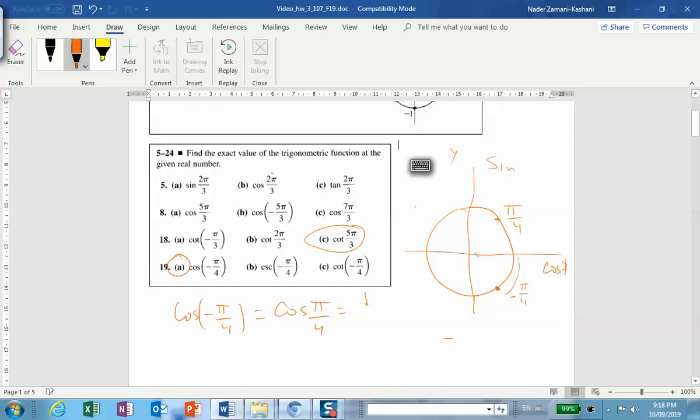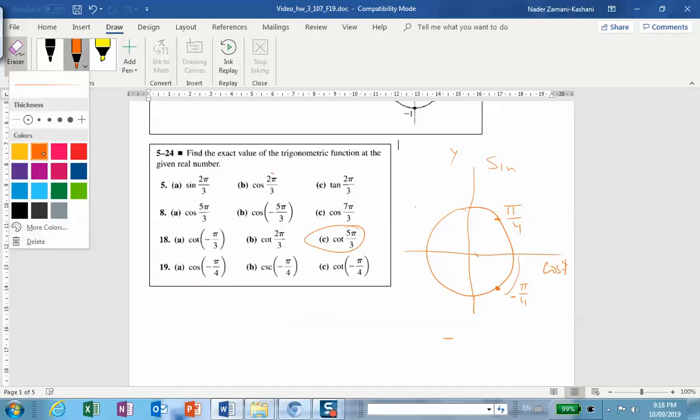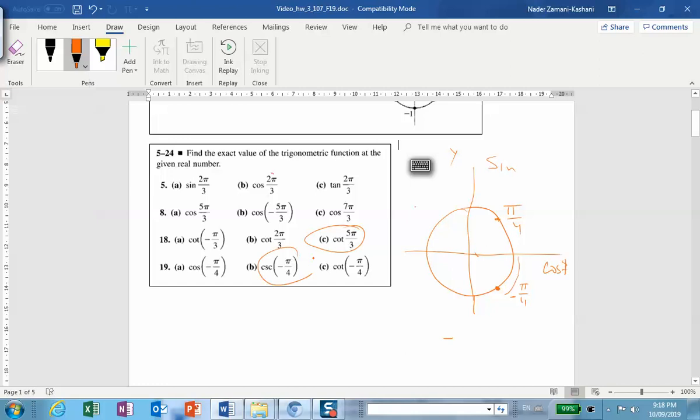Another way to say this right away is cosine is an even function. So cosine of minus pi over 4 is the same as cosine of pi over 4, and that you should have memorized. Okay, let's do another one. Let's do this one: cosecant of minus pi over 4.